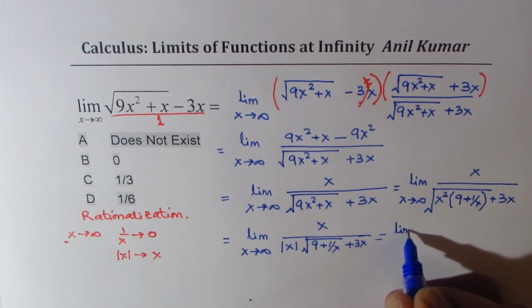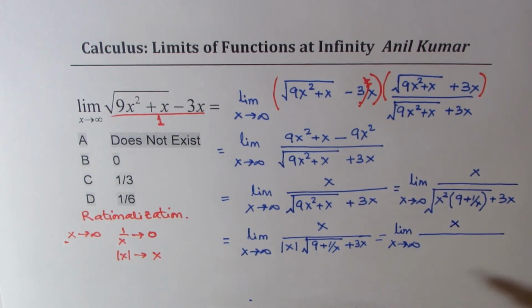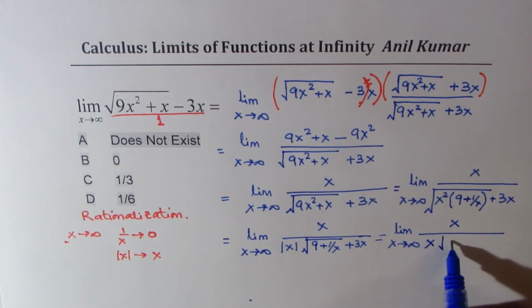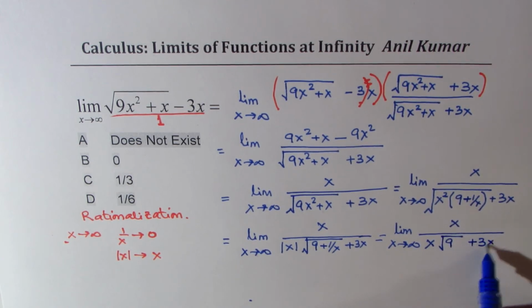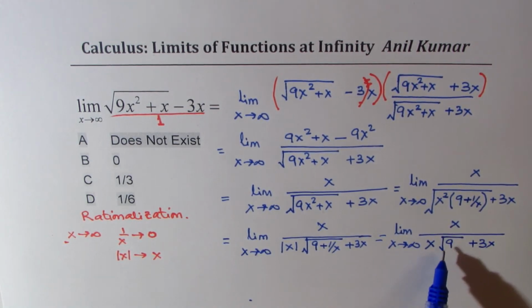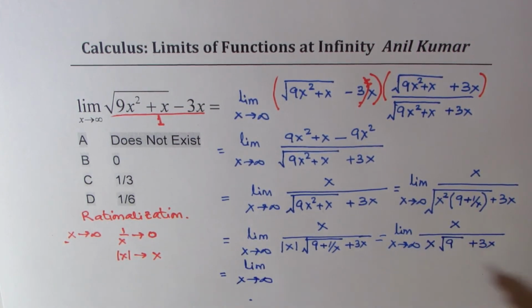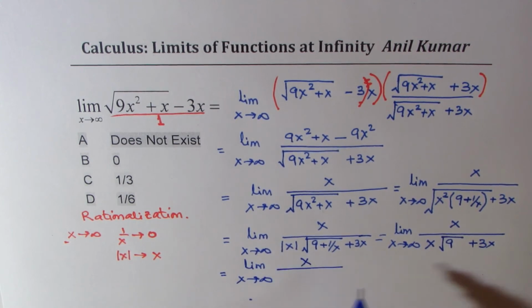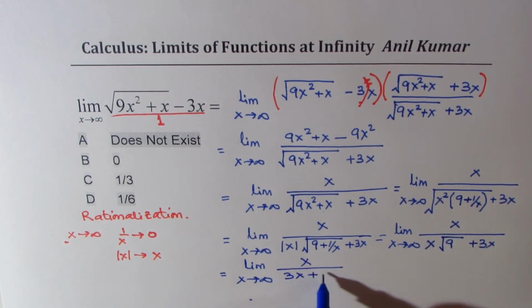So we get limit as x approaches infinity. In the numerator we have x. Now this becomes x times, let me still continue writing just 9 here since that approaches 0, right? So we have plus 3x. Now you can clearly see that the square root of 9 is 3, right? So I'm not cutting down on steps. Rather, I'm trying to explain each bit of it so that this concept is clear to you, right? So we get x over 3x plus 3x.